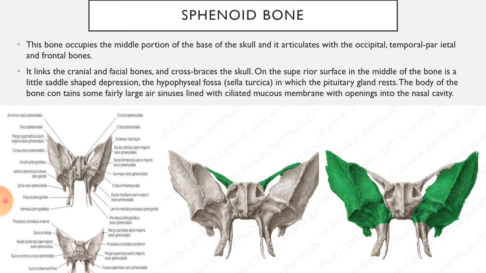Next is the sphenoid bone, and this bone occupies the middle portion of the base of the skull, and it articulates with the occipital, temporal, parietal, and the frontal bone. It links the cranial and the facial bones and cross braces the skull. On the superior surface in the middle of the bone is a little saddle-shaped depression, the hypophyseal fossa, which is called the sella turcica, in which the pituitary gland rests. The body of the bone contains some fairly large air sinuses lined with a ciliated mucous membrane with openings into the nasal cavity, which are the sphenoid paranasal sinuses.